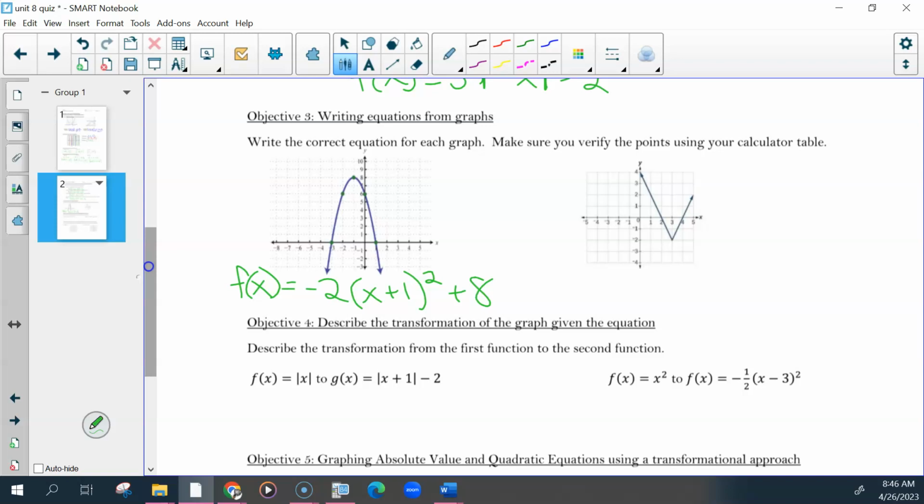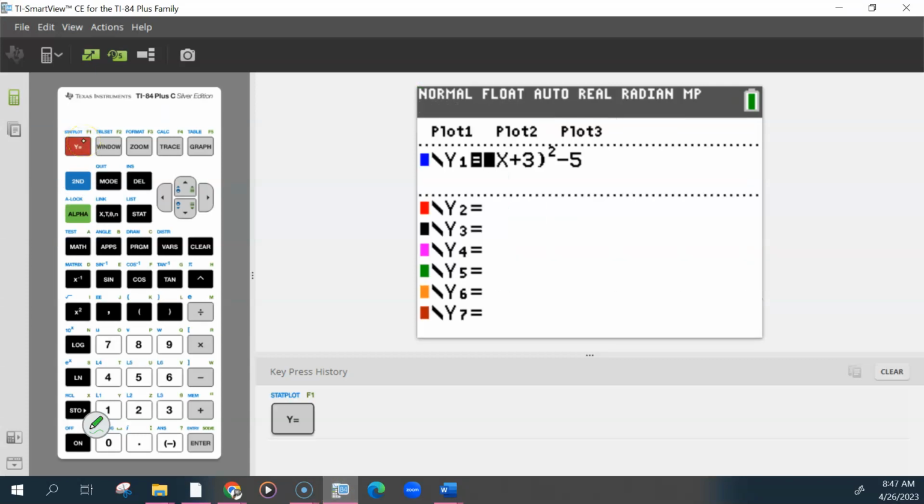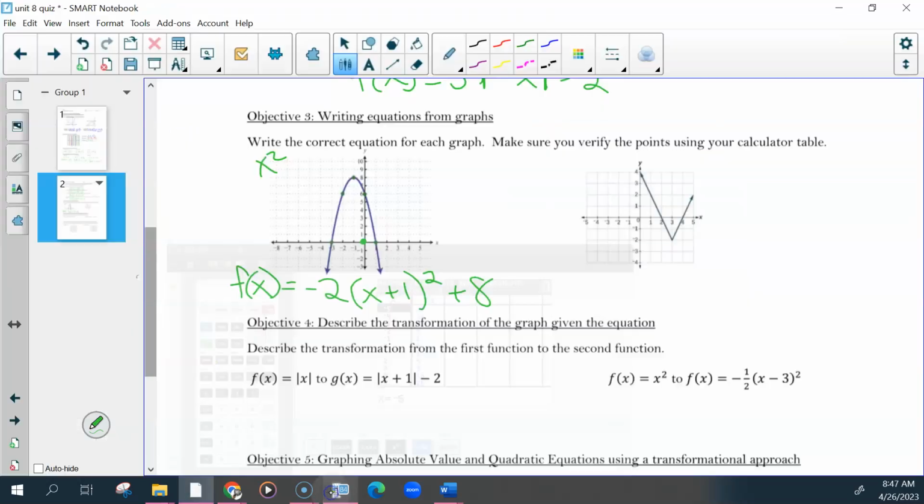So you have to compare it to the original. You have to know that this is a U shape, so it's x squared. In your calculator, you could put in x squared and y equals, go into your table, graph the original, which would be 0, 0, 1, 1, negative 1, 1, 2, 4, and then 3, 9.